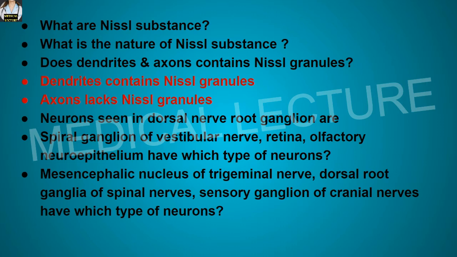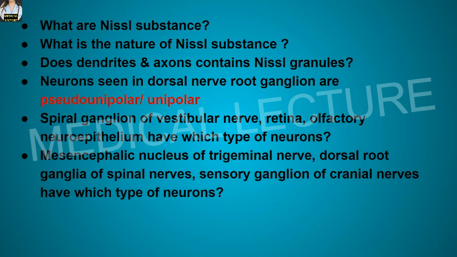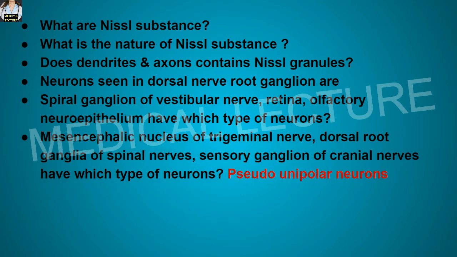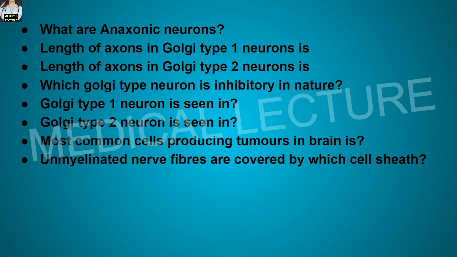Which type of neurons are seen in the dorsal nerve root ganglion? Pseudo-unipolar or unipolar. Spiral ganglion, vestibular nerve, retina, and olfactory neuroepithelium have which type of neurons? They have bipolar neurons. Mesencephalic nucleus of the trigeminal nerve, dorsal root ganglia of the spinal nerve, and sensory ganglion of the cranial nerve have pseudo-unipolar neurons.